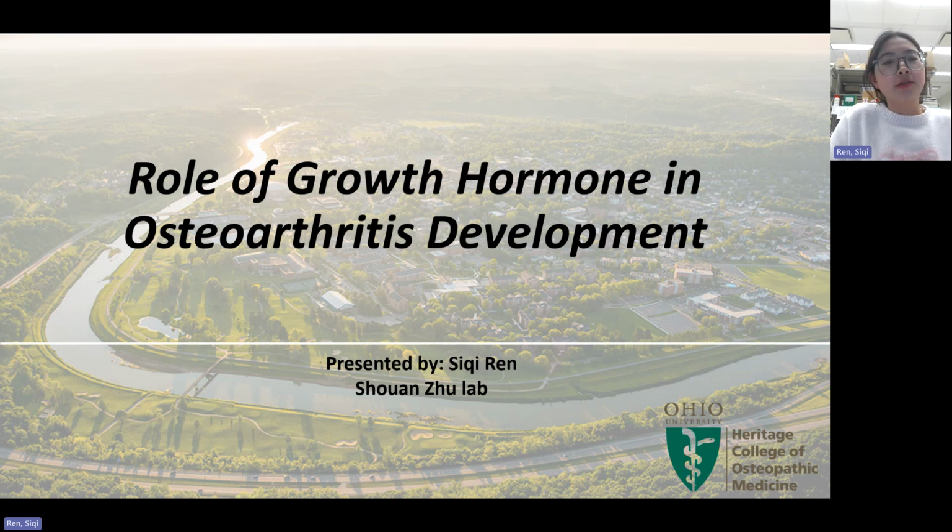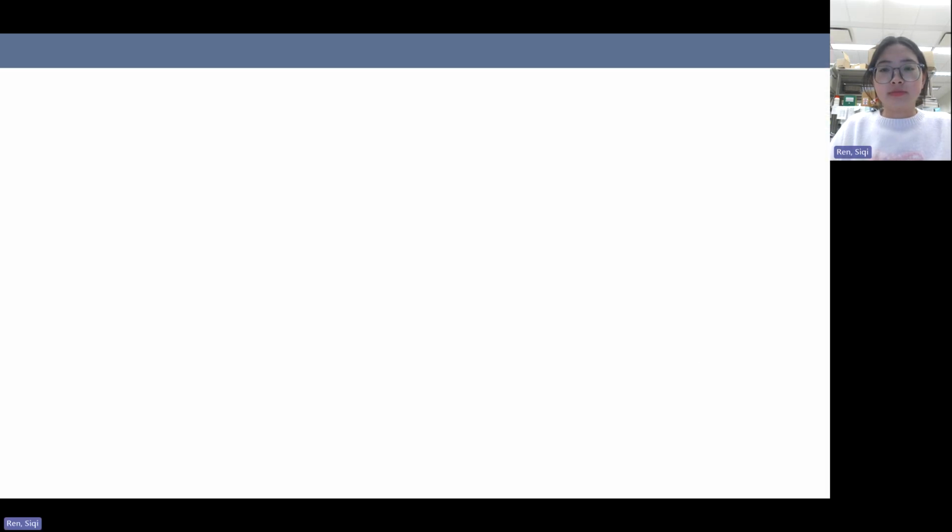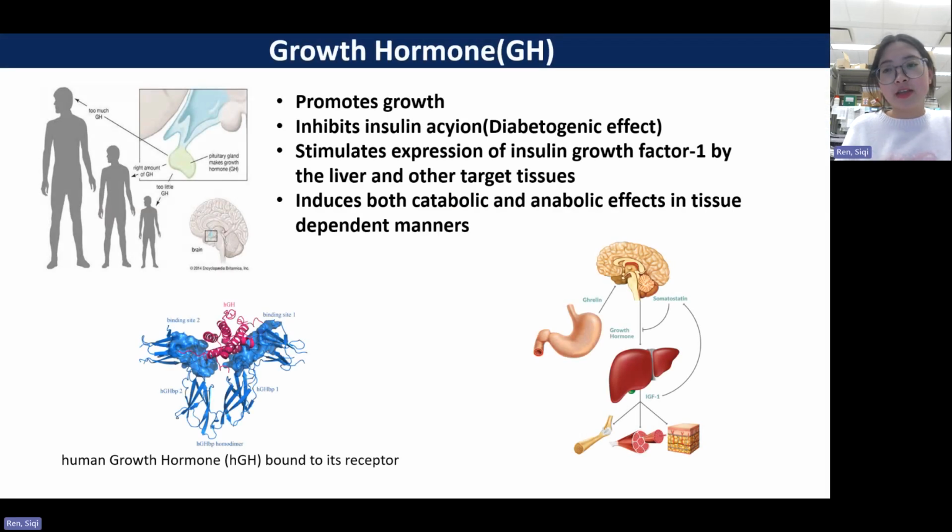Today I'm going to introduce my project, The Role of Growth Hormone in Arthritis Development. First, let's take a closer look at growth hormone and its physiologic function. Growth hormone, also known as somatotrophin, is a key regulator of skeleton development and maintenance.